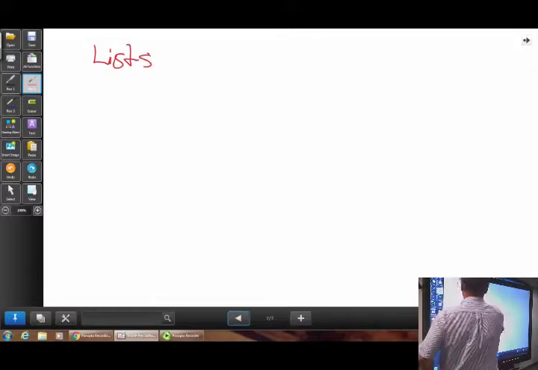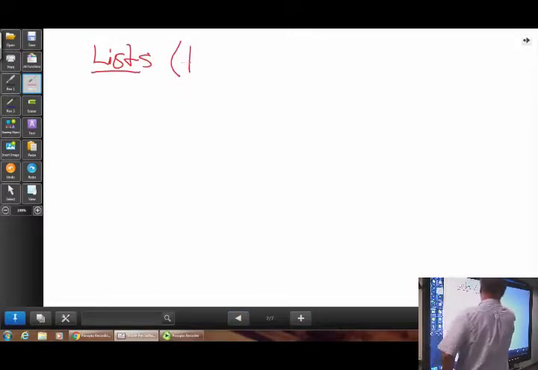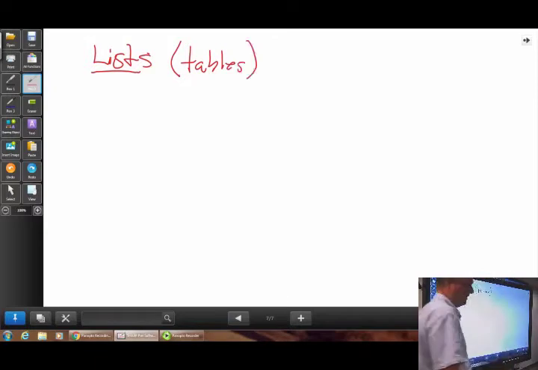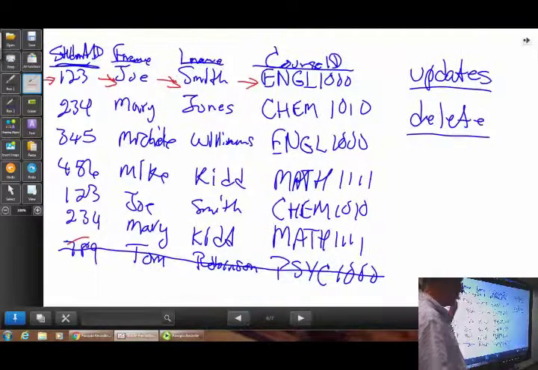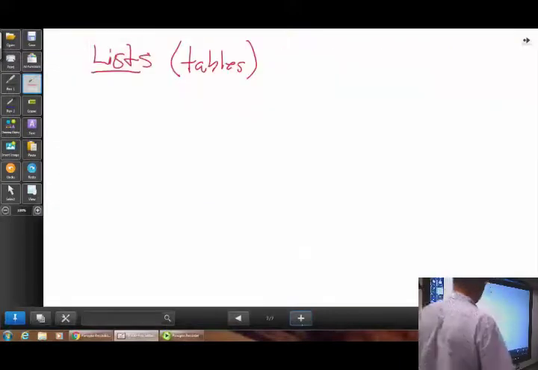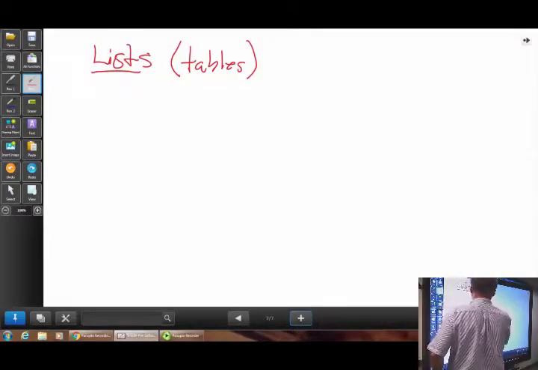Right. So what we want to do is create lists, and now we're going to get into the terminology. Lists are basically tables. We're going to call them tables. What we did in this previous example is we tried to create one table to do everything, and that doesn't work. So we're going to create separate tables. In each table, we're going to have fields.